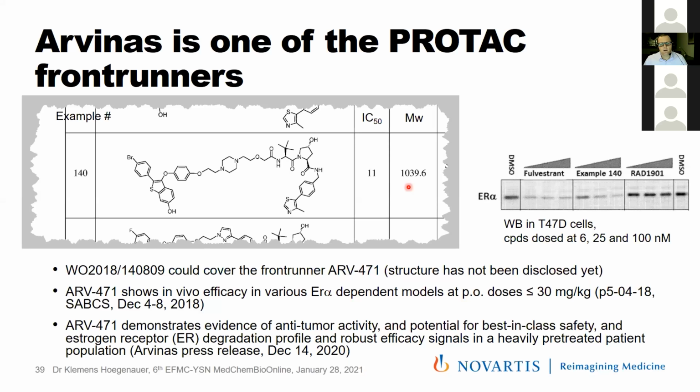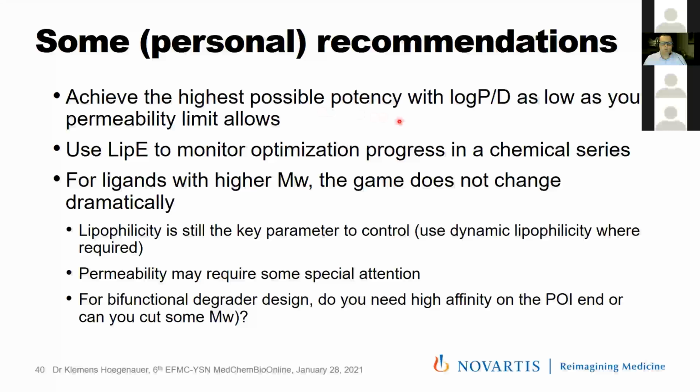So overall, I want to finish with some personal recommendations. If you want to improve your physchem, I would go for achieving the highest possible potency with the logP or logD as low as your permeability limit allows. I would use lipophilic efficiency to monitor your optimization progress within a chemical series.